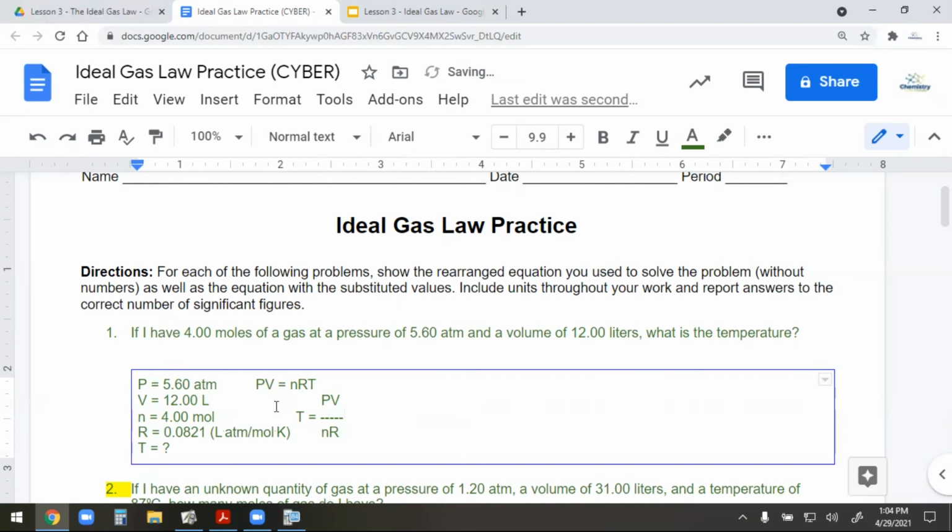Now, substituting into our formula, our temperature is going to equal our pressure of 5.60 atm times our volume of 12.00 liters divided by the number of moles, which in this problem is 4.00, times our value for R, which is 0.0821, or you could simply type in R.